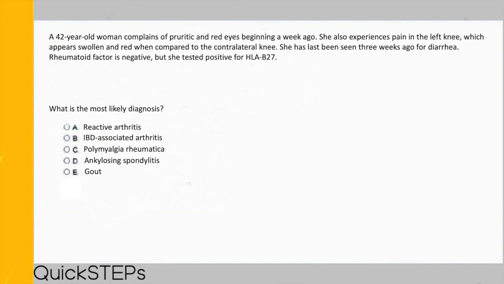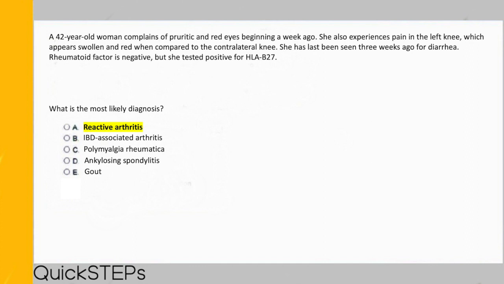Do we see that here? Well, we don't see urination issues, but we see the other 2, so that's most likely going to be correct. But let's say we're not sure still. Let's evaluate the other answer choices. IBD-associated arthritis. So does this patient have IBD? Well, she had diarrhea a few weeks ago. Does that mean she has IBD? No, it doesn't. So this is one of the points I wanted to bring up. I didn't mention it for reactive arthritis intentionally because I wanted to see if you knew it.